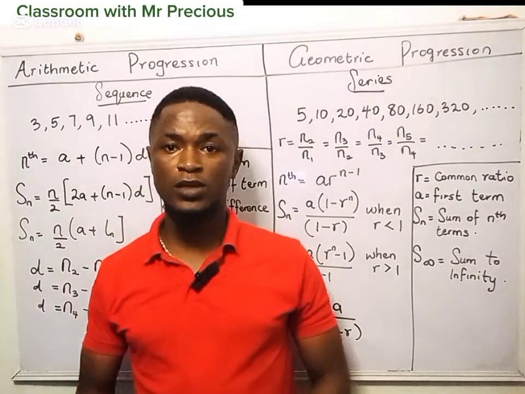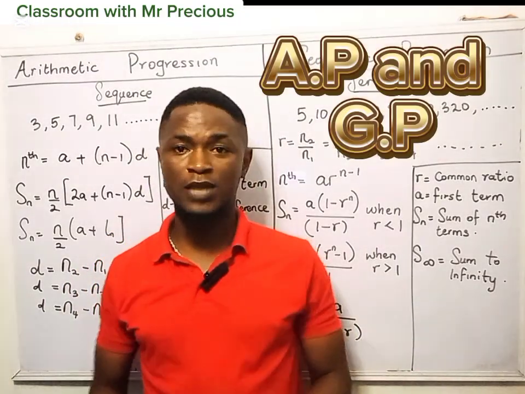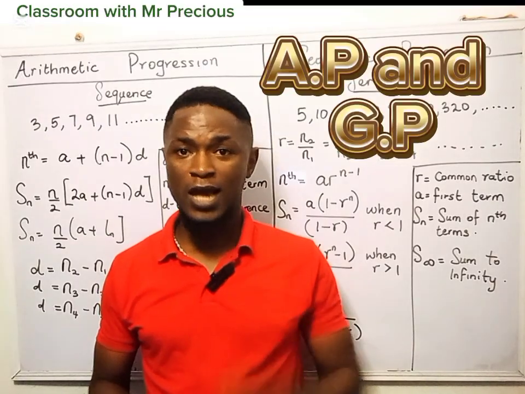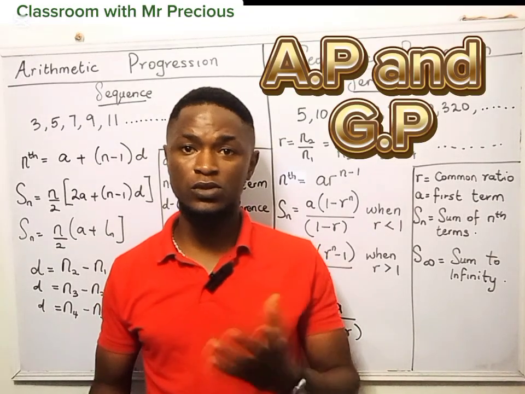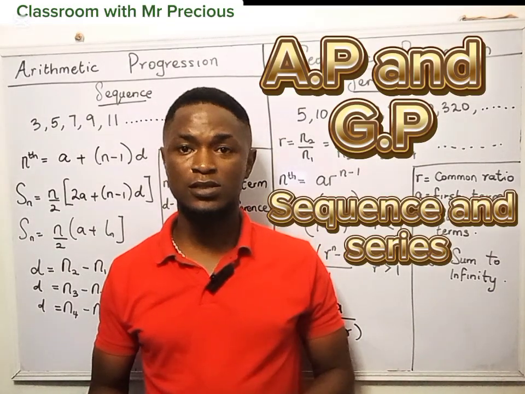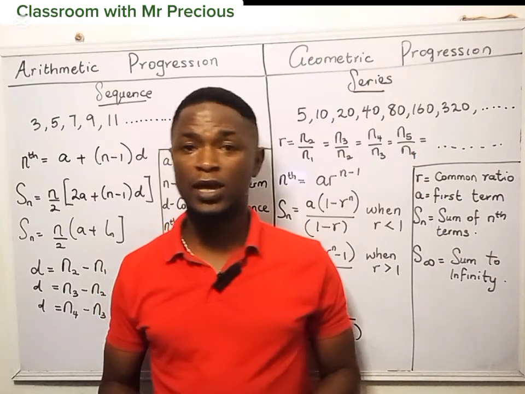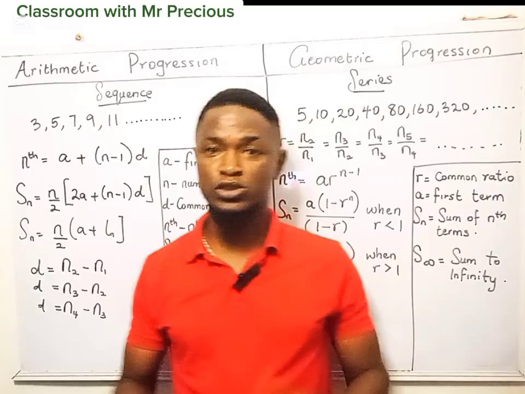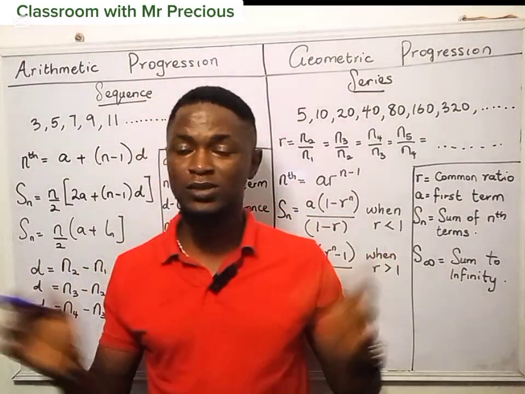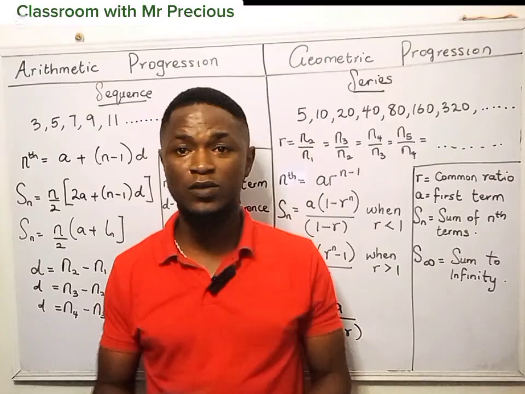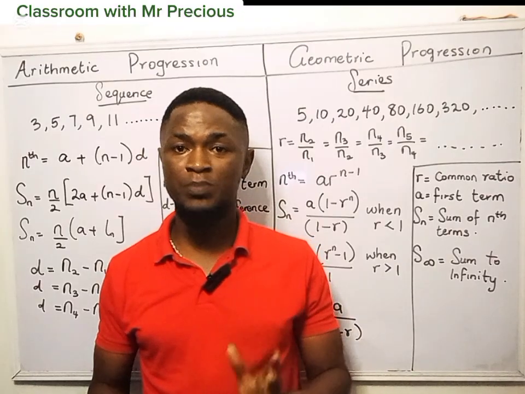Alright, so today I'm talking about AP and GP, arithmetic progression and geometric progression, or as you know it, sequence and series. Take a pen and paper and jot these things down. I wrote on the board all the formulas that you will need to know. If you understand all these formulas, you're good to go in AP and GP.